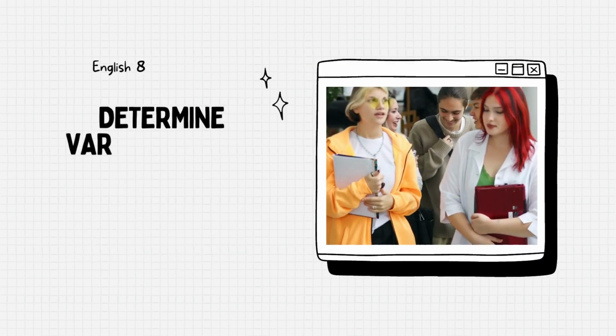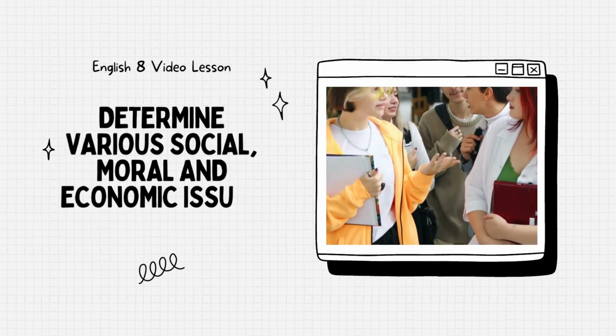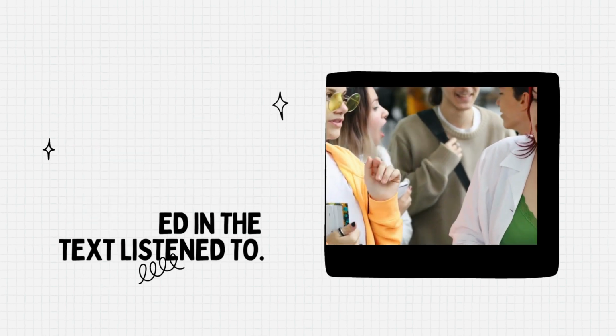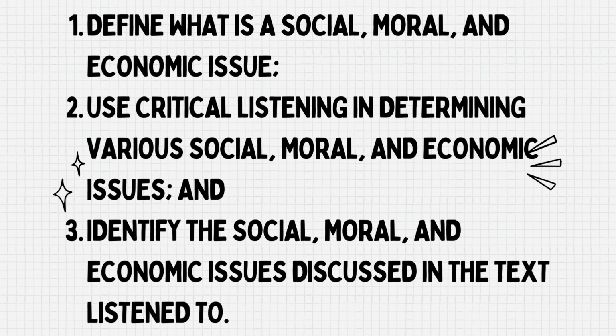Most essential learning competency is determine various social, moral, and economic issues discussed in the text listened to. Specifically, it aims to define what is social, moral, and economic issue. Use critical listening in determining various social, moral, and economic issues. Identify the social, moral, and economic issues discussed in the text listened to.